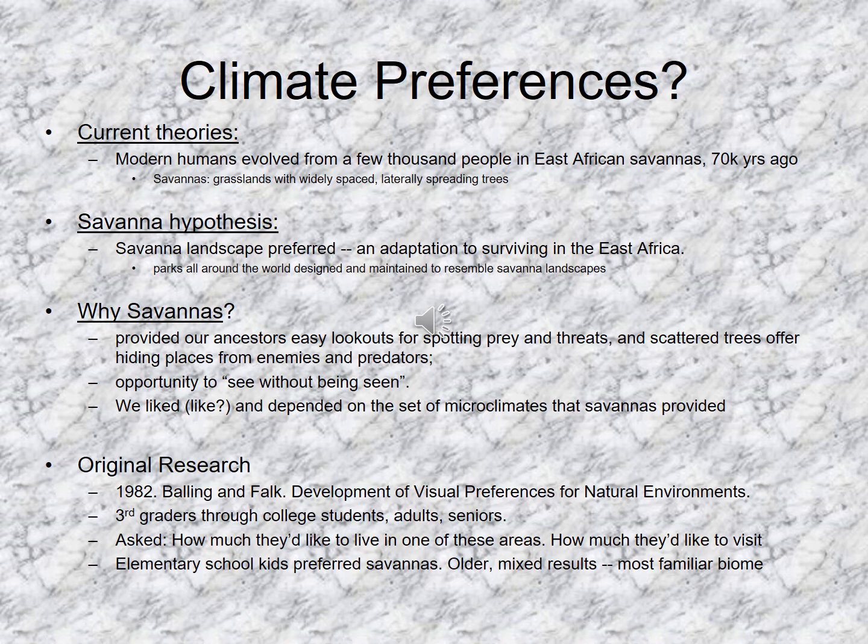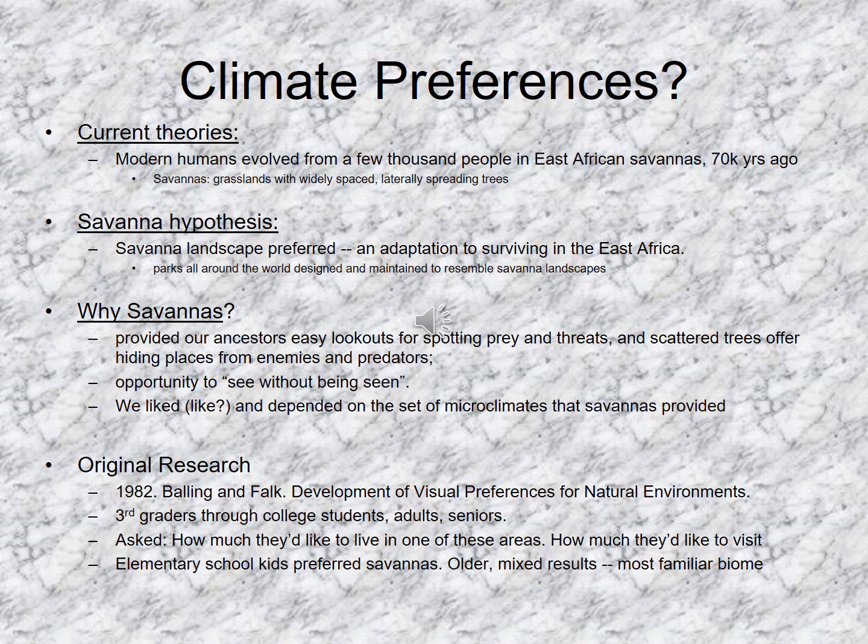They found the only real strong correlative significant results of this experiment were that the elementary school kids preferred savannas. Older age classes in this study had mixed results. They usually chose the most familiar biome of the one they wanted to live in the most. One thing that they saw in the elementary school kids is they preferred to live in and even visit the savannas.